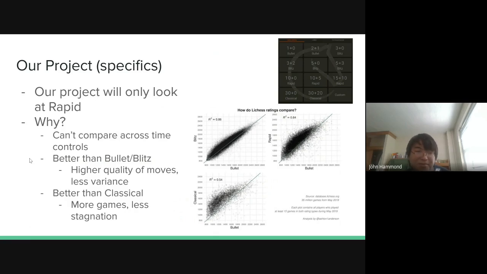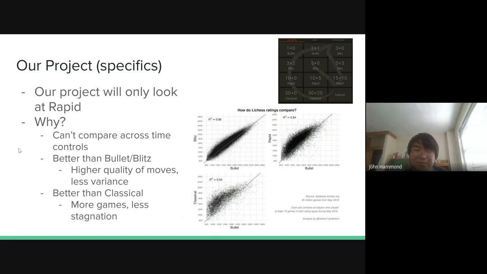So why did we choose rapid? It's better than bullet or blitz because there are higher quality moves. Of course, with the fastest time controls, where you have 1 minute to play a whole game of chess, you're very, very prone to making errors unless you're at the very highest level. So there's less variance, and hopefully we can get a better picture of how good a player is.